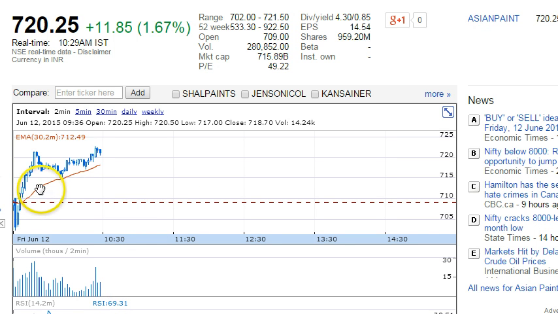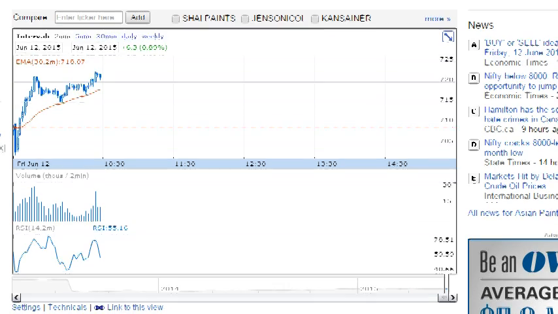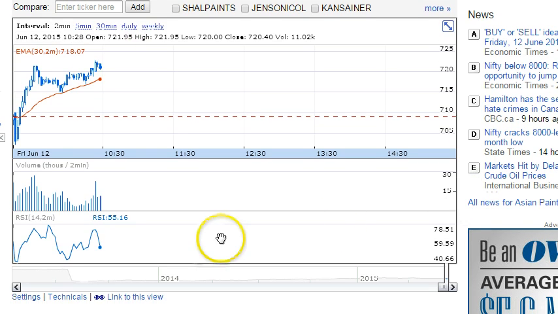Now I entered somewhere here at 9:35 when it was at 719. I entered into the options contract 740 call. Now if you can see below, rather than going for a stop loss, what I typically do is I watch the RSI. And this is a 2-minute chart, and 2-minute chart is relatively better than 5 minutes because you get signals ahead of time.